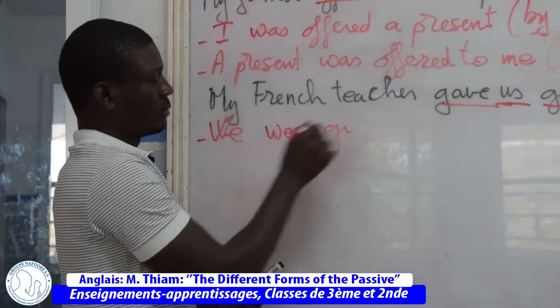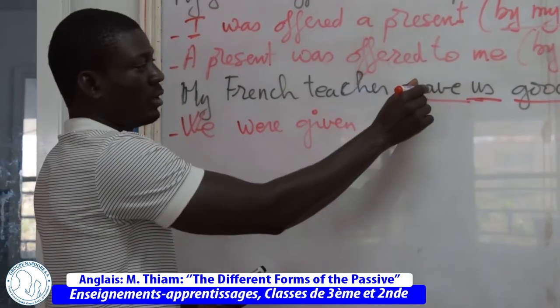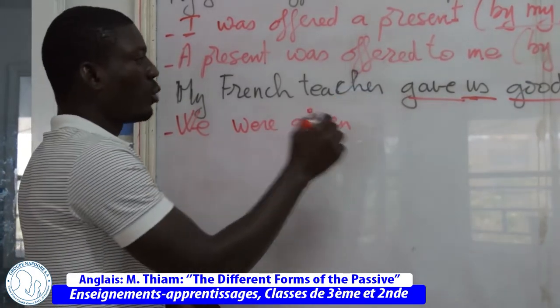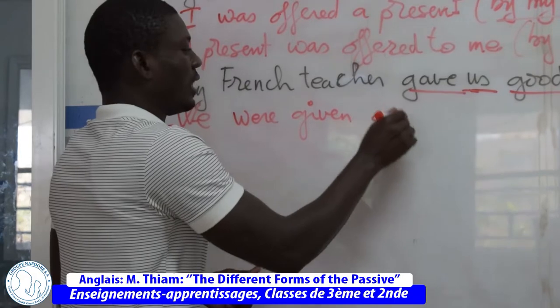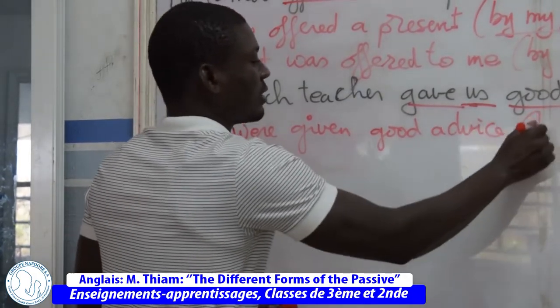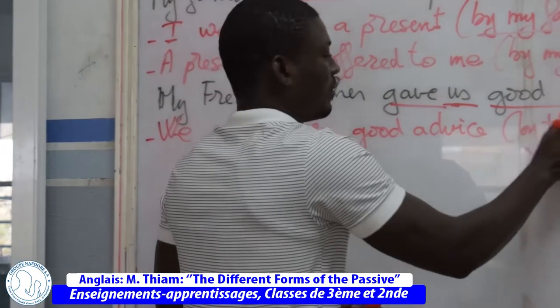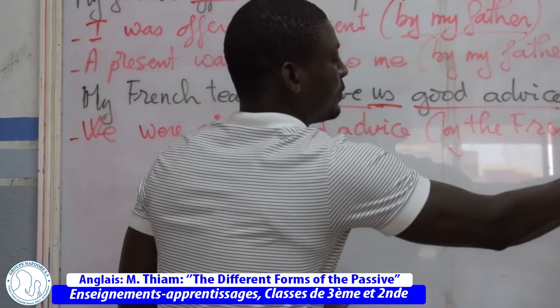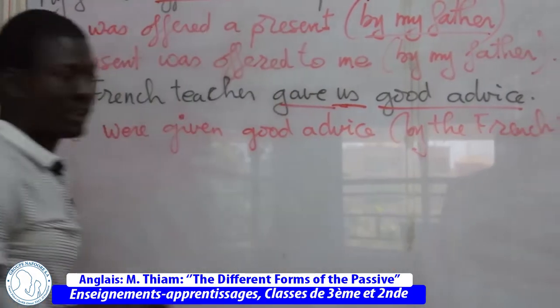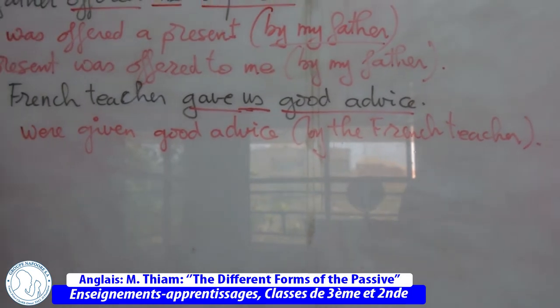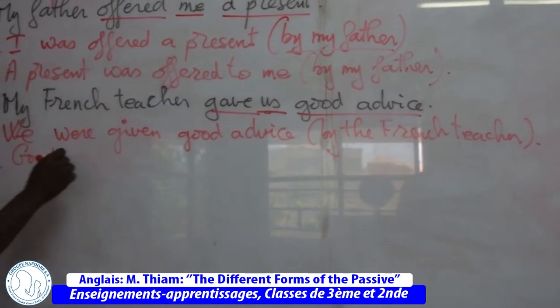okay, to be. So we were given, past participle. The past participle of the verb to give is given. Gave is a simple past. We were given good advice. We were given good advice by the French teacher. By the French teacher. Okay? We can still have another sentence with good advice.